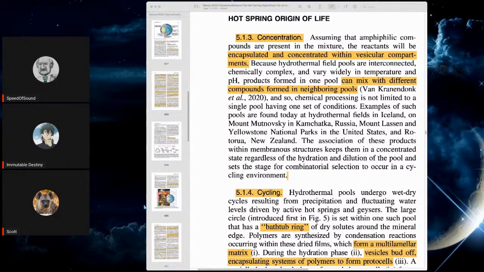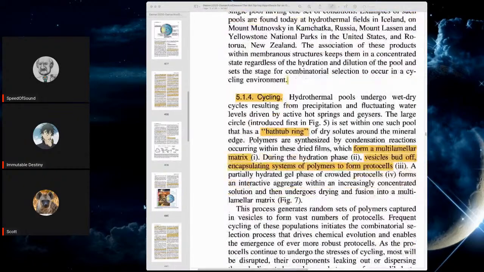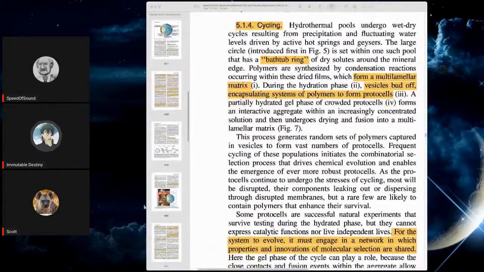5.1.4 Cycling. Hydrothermal pools undergo wet-dry cycles resulting from precipitation and fluctuating water levels driven by active hot springs and geysers. The large circle, introduced first in Figure 5, is set in one such pool that has a bathtub ring, quote-unquote, of dry solutes around the mineral edge. Polymers are synthesized by condensation reactions occurring within these dried films, which form a multi-lamellar matrix. During the hydration phase, 2, vesicles bud off, encapsulating systems of polymers to form protocells.